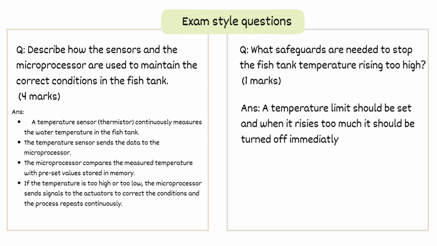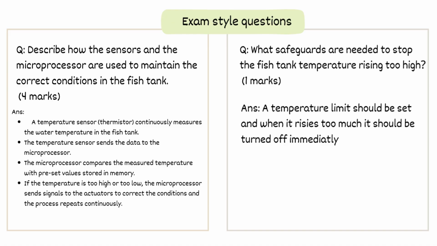Okay, now the exam style question. Describe how the sensor and the microprocessor are used to maintain the correct conditions in the fish tank. It's 4 marks. Now, a temperature sensor, thermistor, a fancy name for it, continuously measures the water temperature in the fish tank. The temperature sensor sends the data to the microprocessor. The microprocessor compares the measured temperature with the preset value stored in the memory. If the temperature is too high or too low, the microprocessor sends signals to the actuator to correct the condition, and the process repeats continuously.